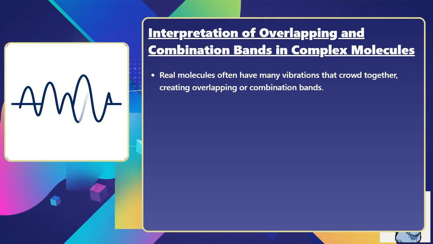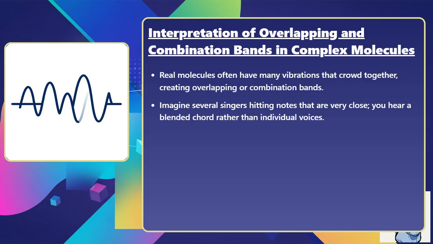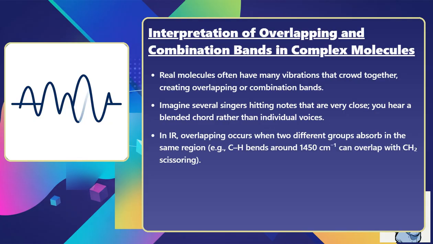Real molecules often have many vibrations that crowd together, creating overlapping or combination bands. Imagine several singers hitting notes that are very close. You hear a blended chord rather than individual voices. In infrared, overlapping occurs when two different groups absorb in the same region. For example, CH bends around 1,450 cm⁻¹ can overlap with CH2 scissors.